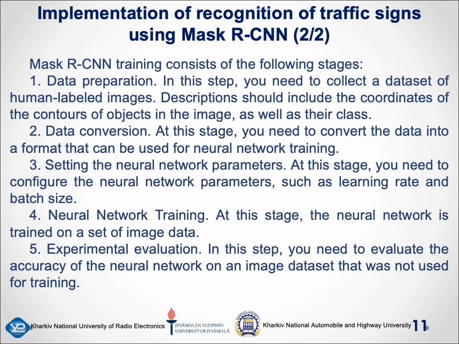Mask RCNN training consists of the following stages: data preparation, data conversion, setting of neural network parameters, neural network training, and experimental evaluation. And for this final step, you need to evaluate the accuracy of the neural network on an image data set that was not used for training.